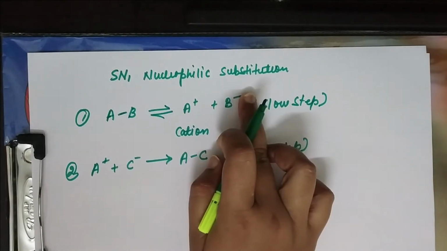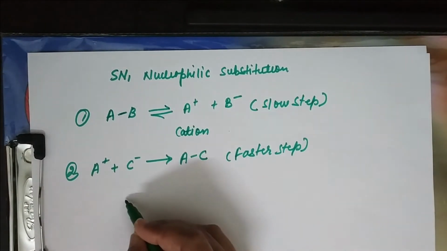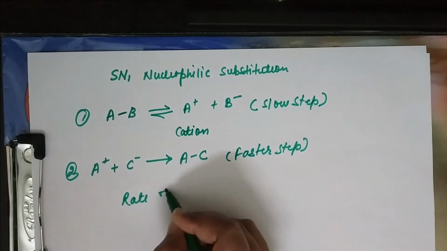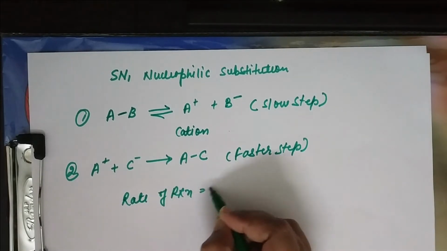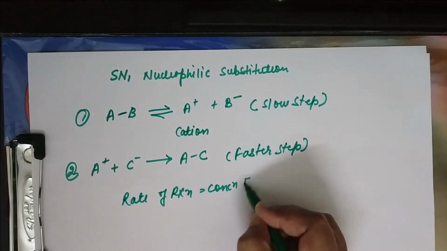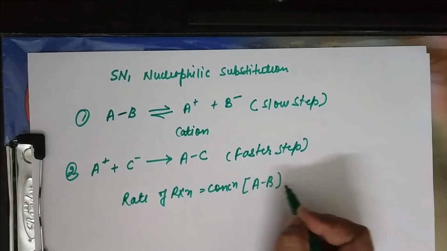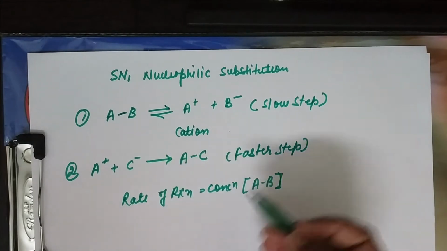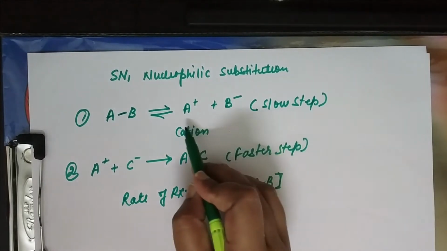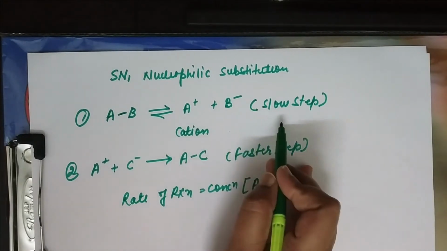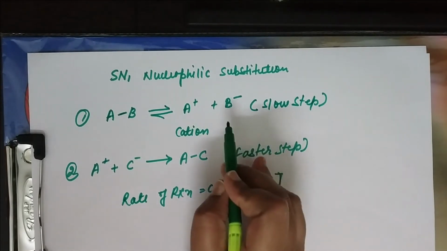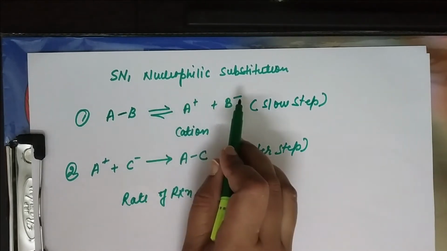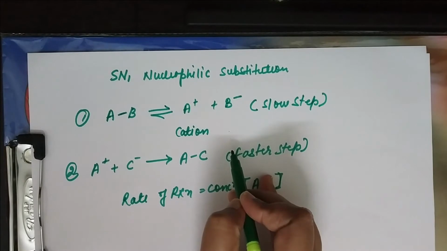So here in an SN1 reaction, the rate of reaction ultimately depends on the concentration of AB, not on the concentration of C. And here the rate of reaction is determined by this slow step. The slow step will determine the rate of reaction in an SN1 type nucleophilic substitution reaction.